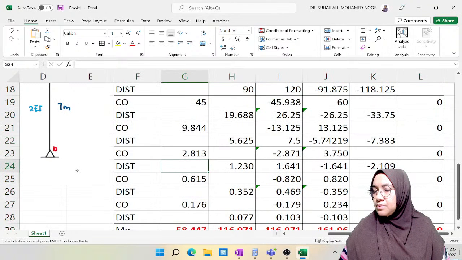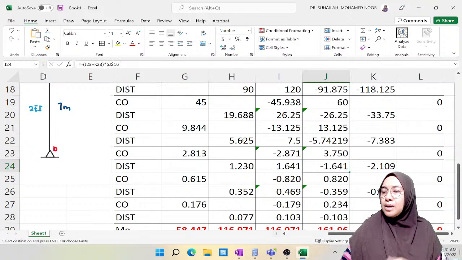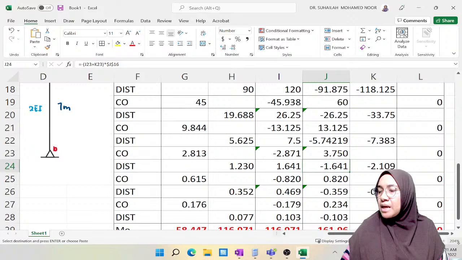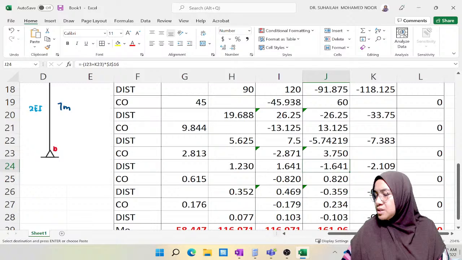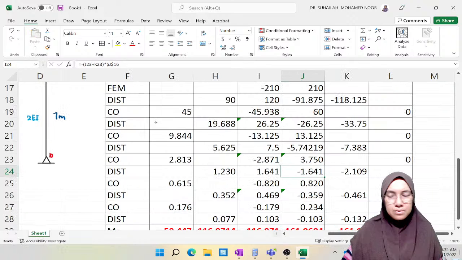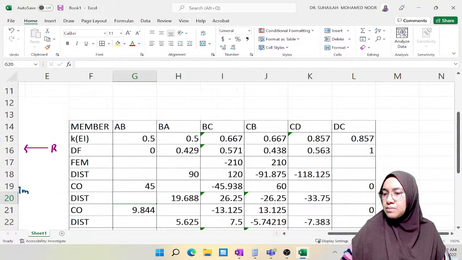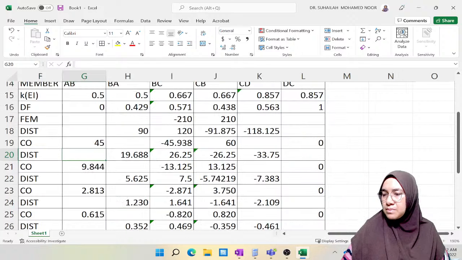For those who just joined this session, please rewatch from the beginning, because I have explained how I made this table. So I just want to change the value in the FEM column.